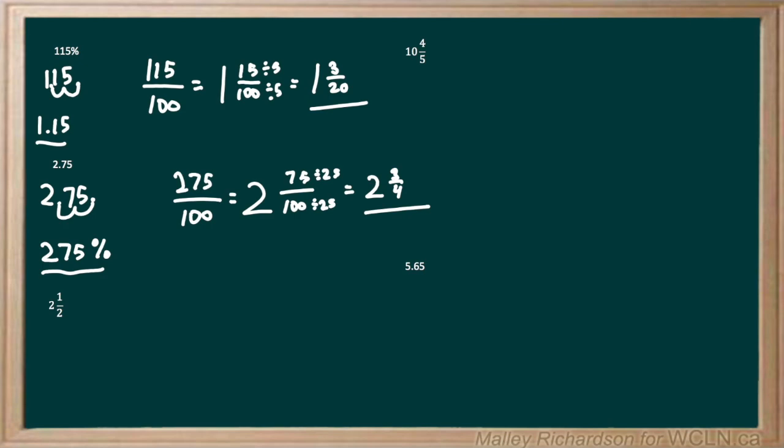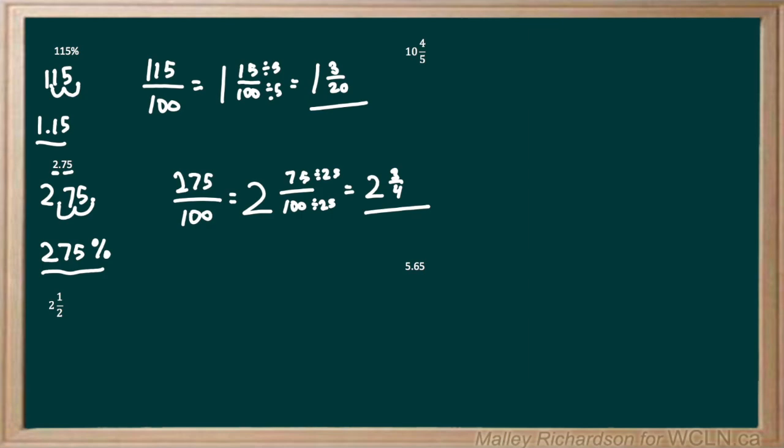Now we can see that this makes sense because with 2 and 3/4, 2 is our whole number in our decimal, and 3/4 as a decimal is 0.75. So that's why it makes sense to be our decimal in 2.75. Now let's move on to our next example.